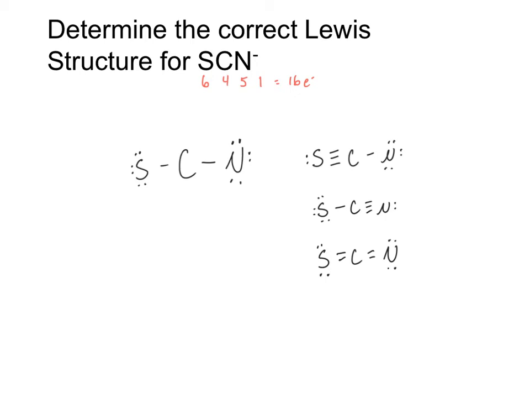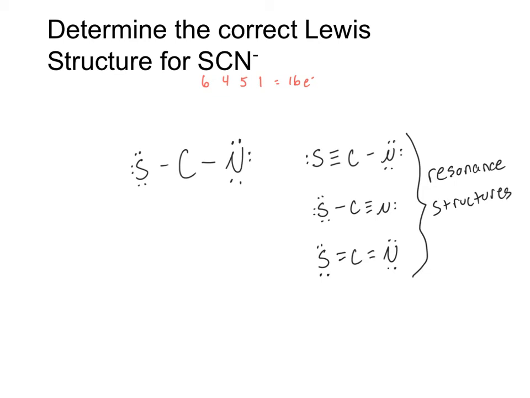In each Lewis structure, we've used all 16 electrons. Every atom has an octet, but we can see that our electrons are in different places in each Lewis structure. These 3 structures represent 3 different resonance structures of SCN-. They are all 3 valid Lewis structures, but the electrons are in different places.